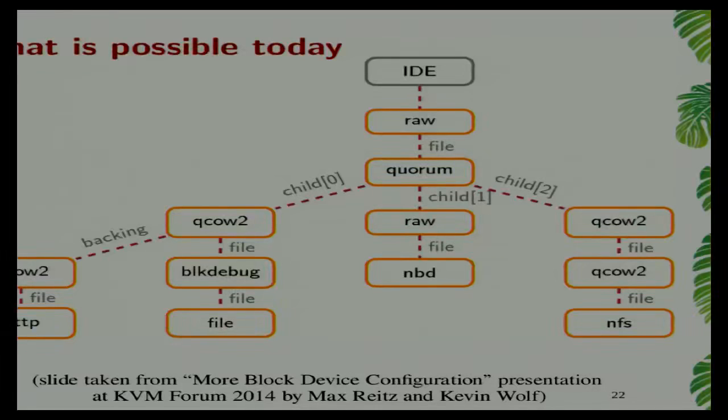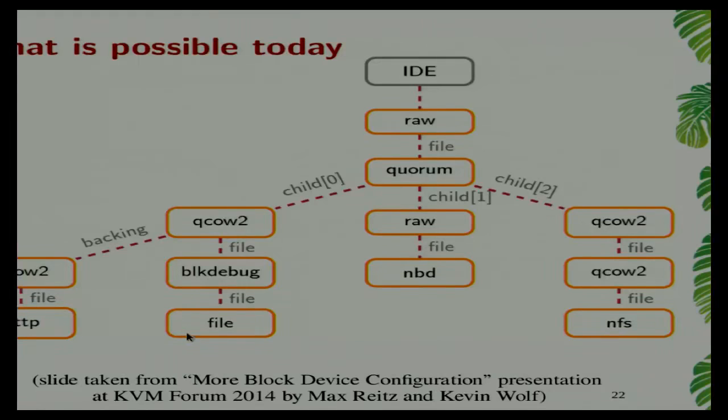So the IDE hard disk guest hardware, in this case, is connected to a raw block driver, which again connects to a so-called quorum block driver. And the quorum block driver can query multiple other sources. For example, one is a QCOW2, which is then connected to another block debug driver, and finally the block debug driver is connected to a file on your local host.